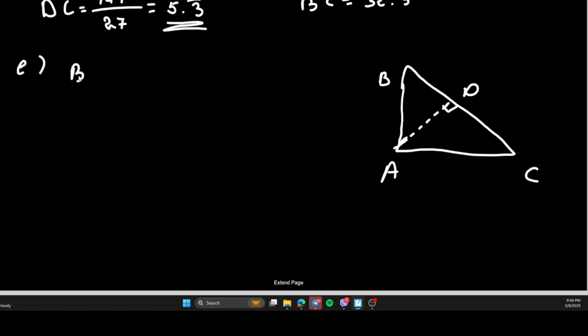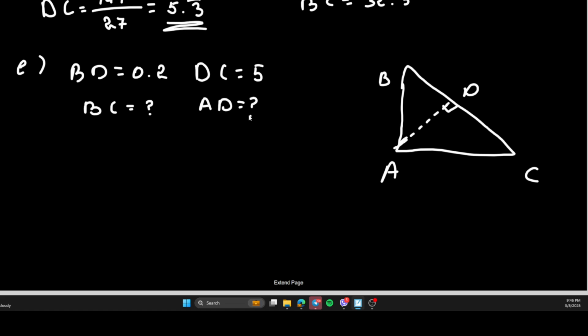So you know that now BD is 0.2, DC is 5. Again, you need to find BC and AD. AD squared equals BD times DC.